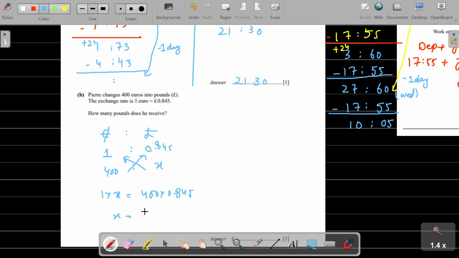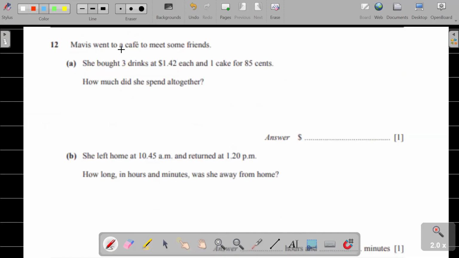0.845 times 400, which is 338. She went to a cafe to meet some friends. She bought 3 drinks at $1.42 each and 1 cake for 85 cents. How much did she spend altogether?